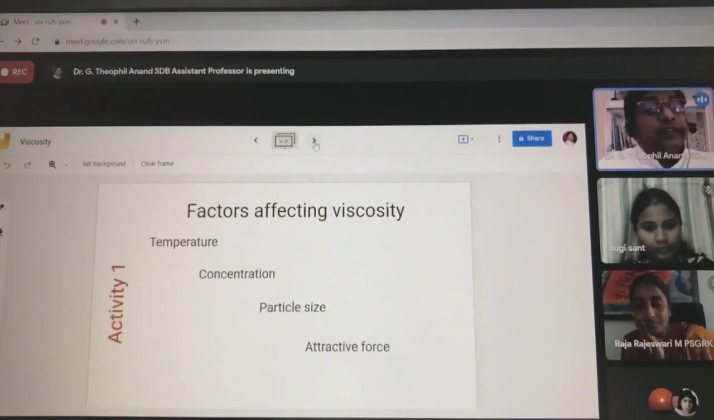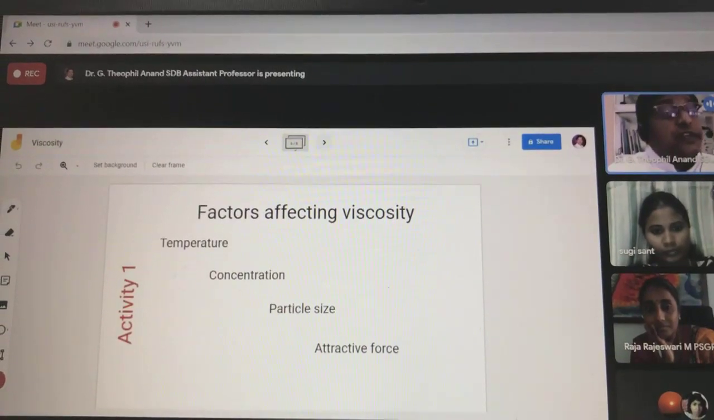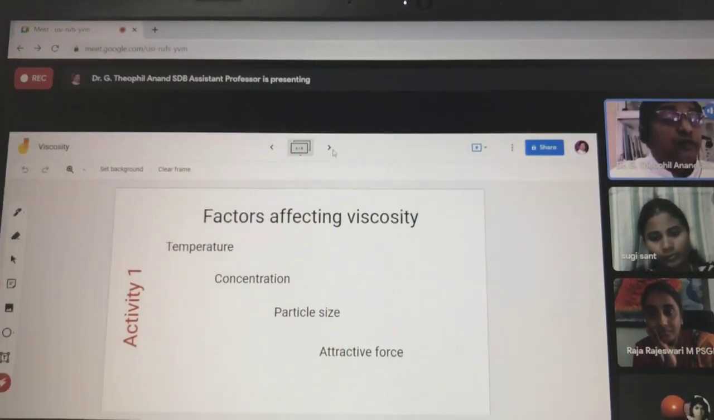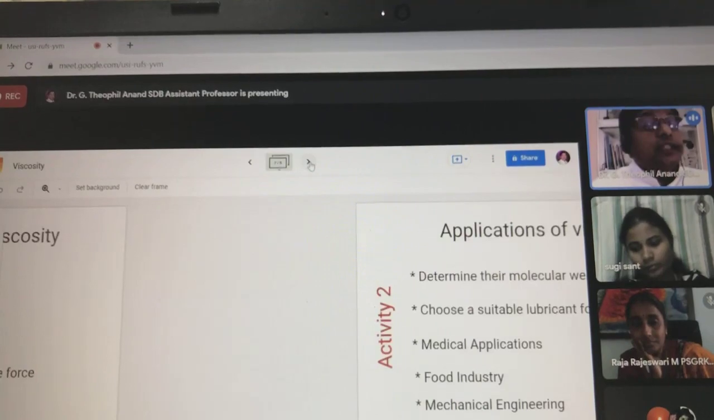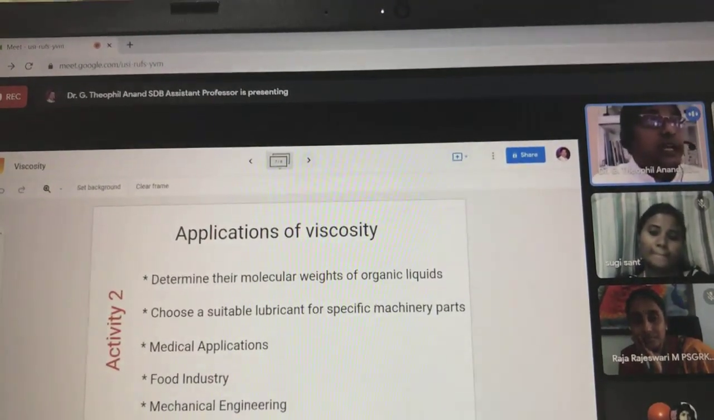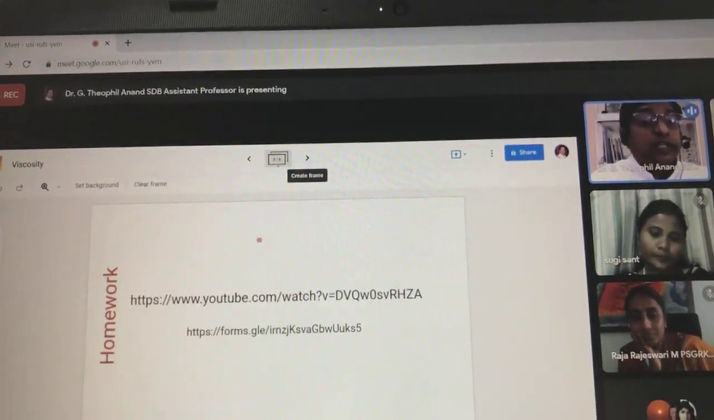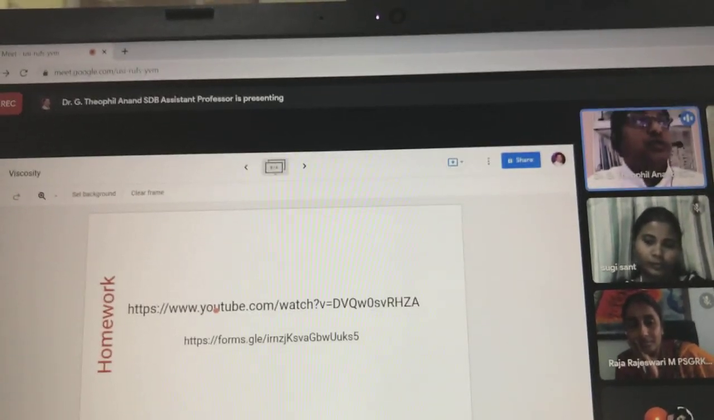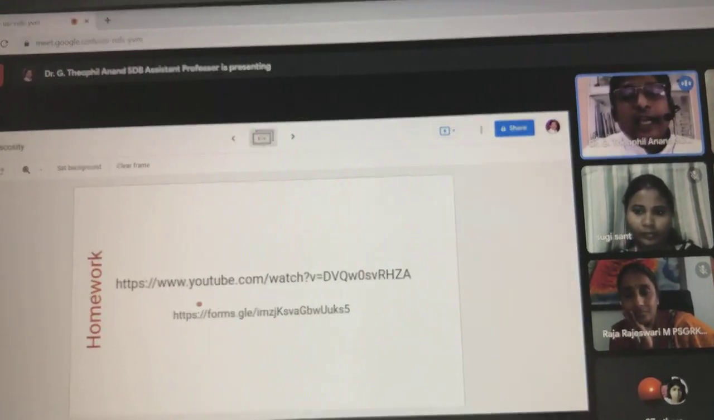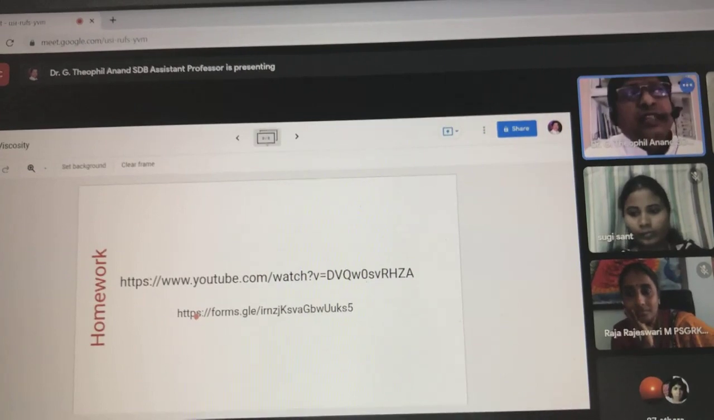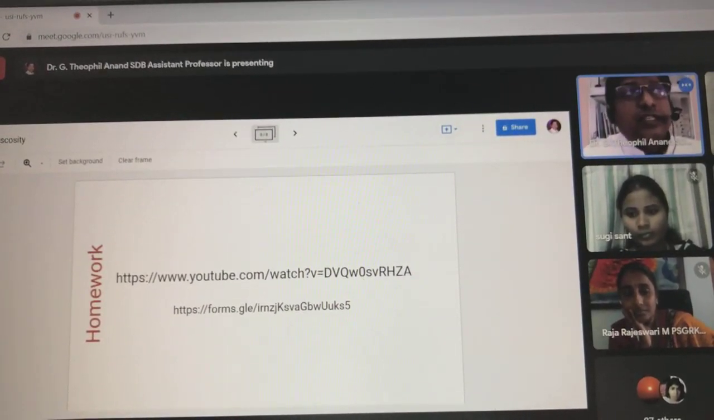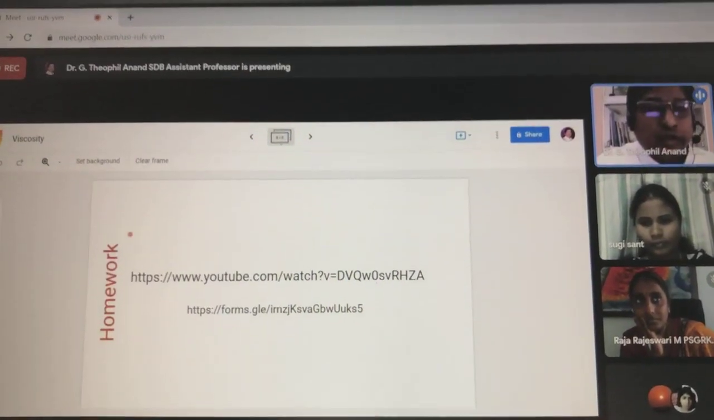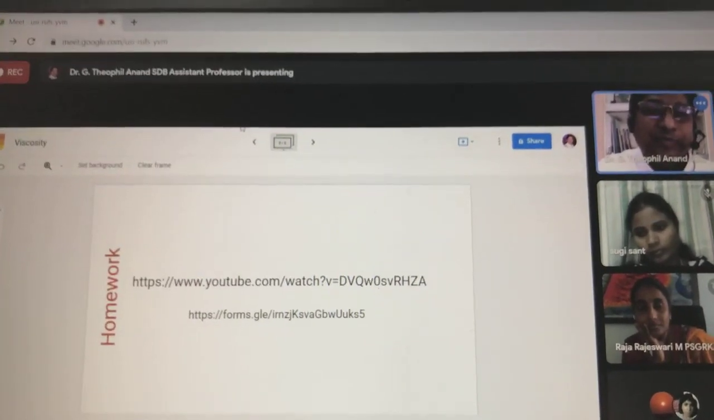Another activity: what are the factors affecting the viscosity? Please find out. There are 4 factors affecting the viscosity and there are a number of applications. There's another activity that I'm giving you, and I've also given the YouTube link for you to go through what I've taught you today, as well as a Google form with 5 questions, just fill it up after this class. Thank you so much. If you have any doubt, you can ask me.